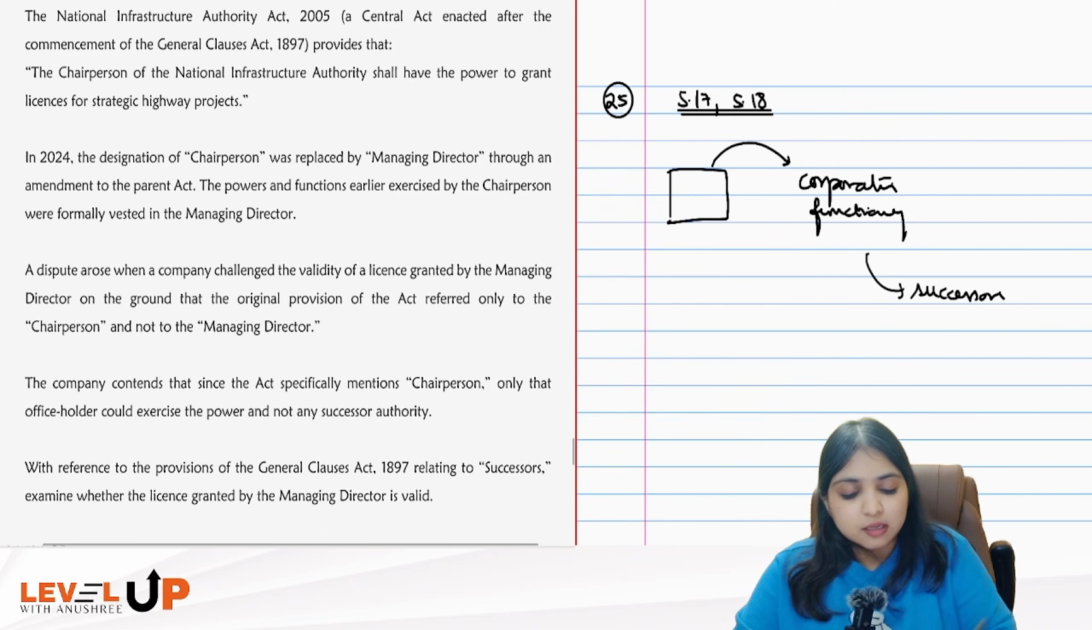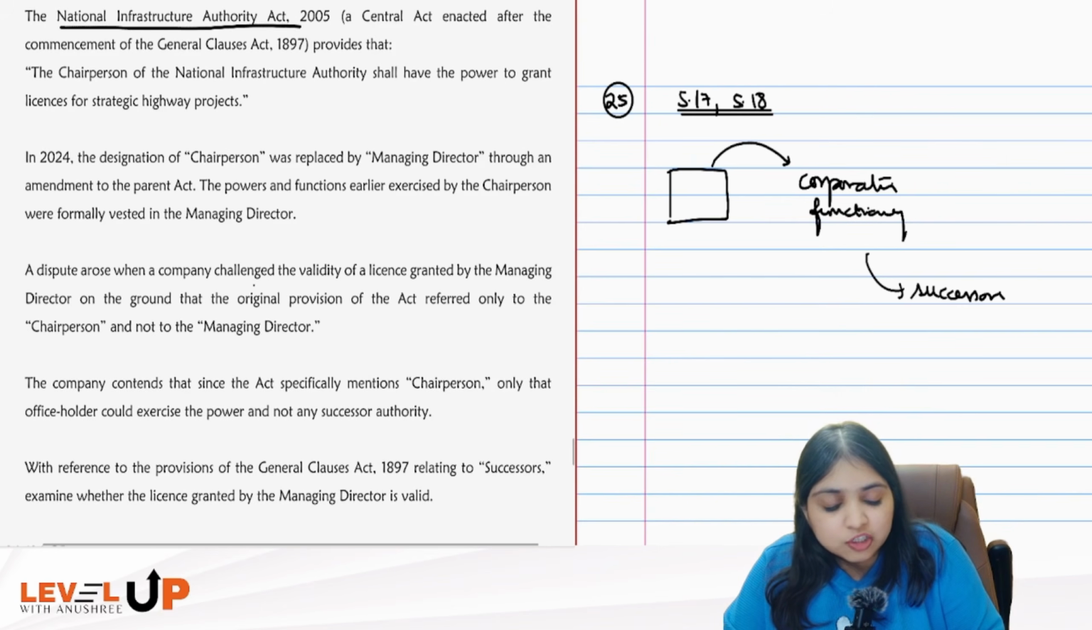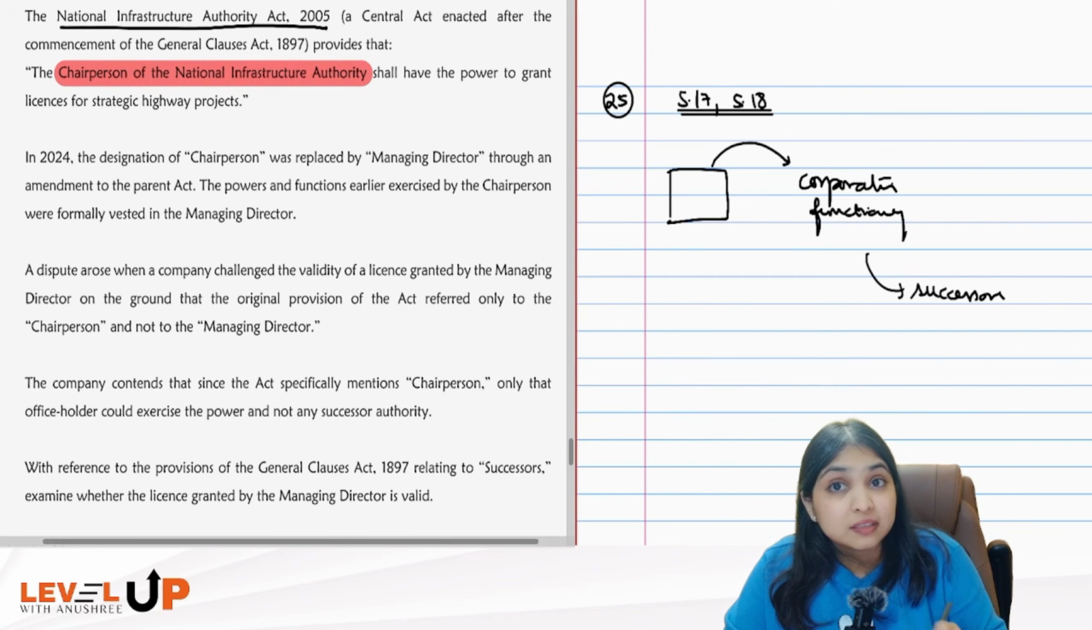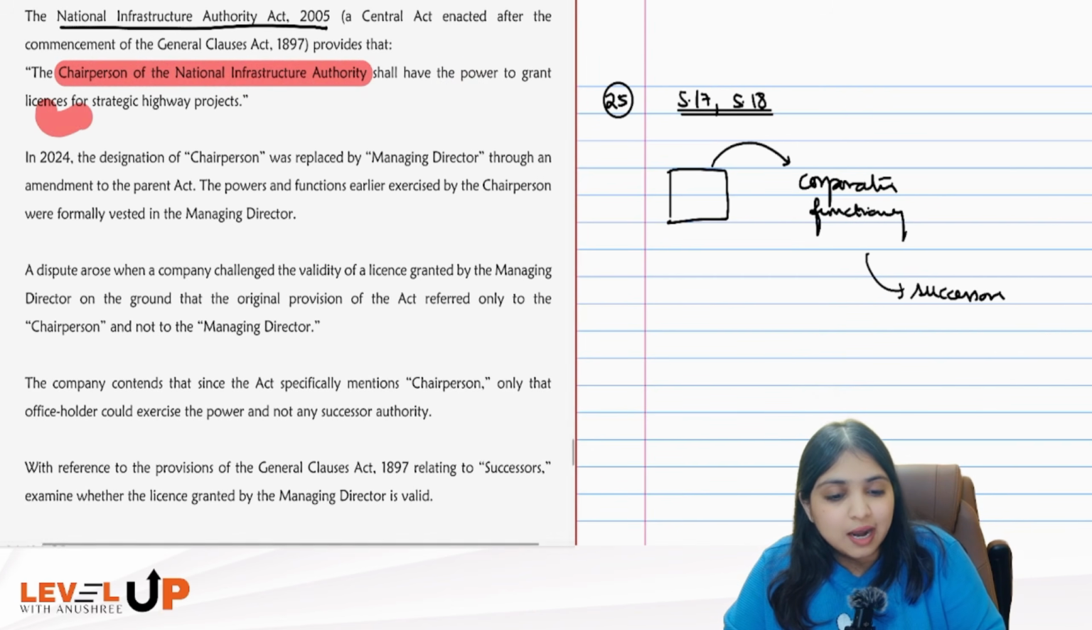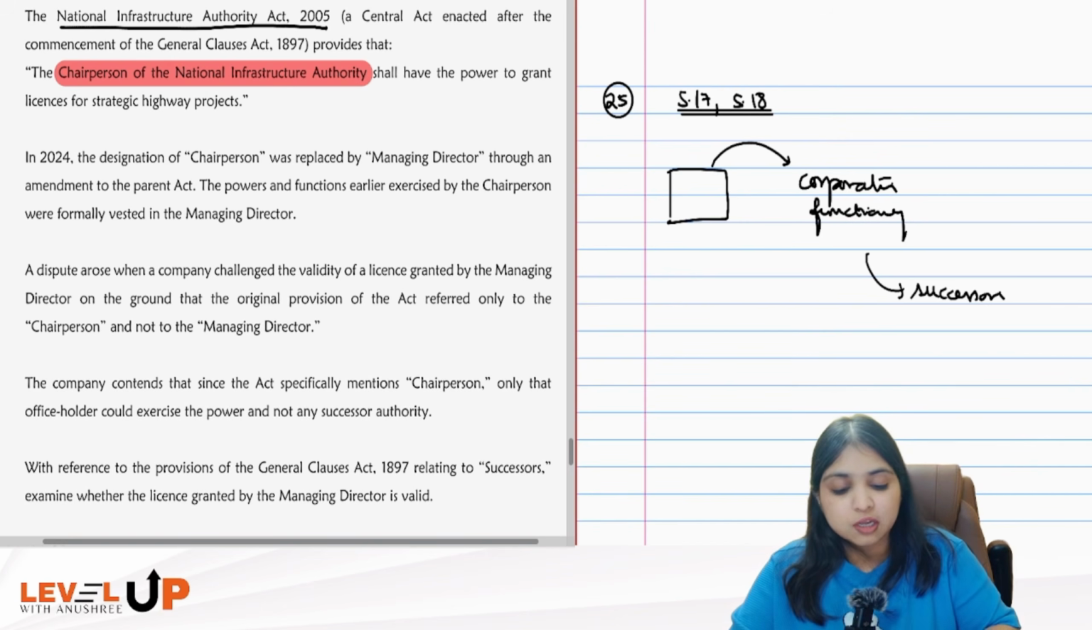Look at the question. We're talking about the National Infrastructure Authority Act 2005. It is a central act which is enacted after the commencement of the GC Act. This act provides that the chairperson of the National Infrastructure Authority will have the power to grant license for strategic highway projects. So according to this act, whole power to give license is with whom? With the chairperson.